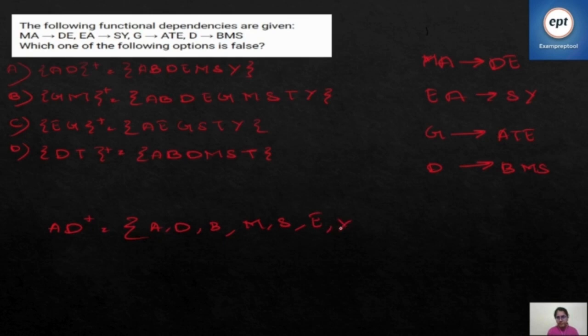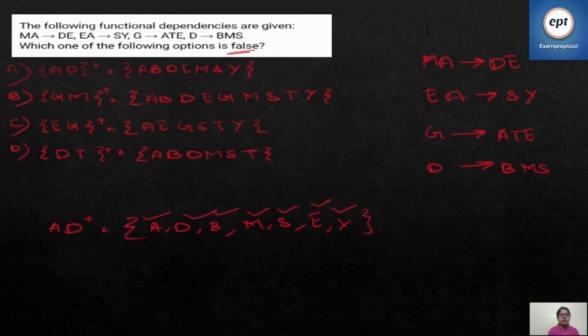From G, it is not present, so we can't derive ATE. A is there, but T we can't derive because G is nowhere in the relation. Now let's check the attributes. A is there, B is there, D is there, E is there, M is there, S is there, and Y is there. Yes, so this is correct. So our option A is correct. But we want the false one, so we will not tick the answer A.